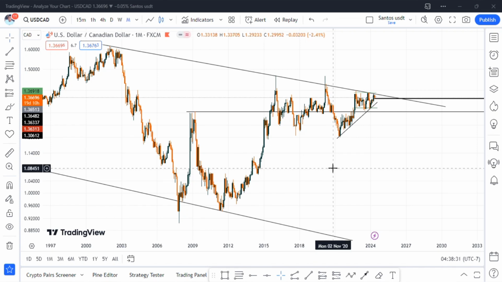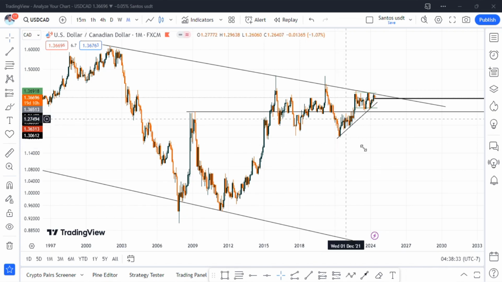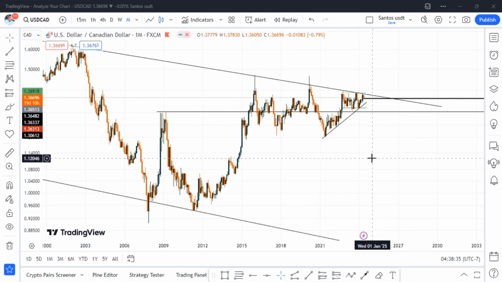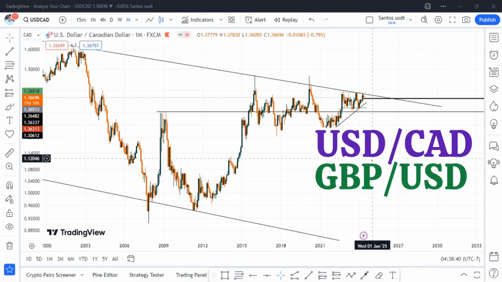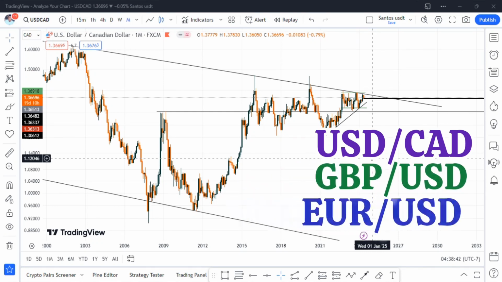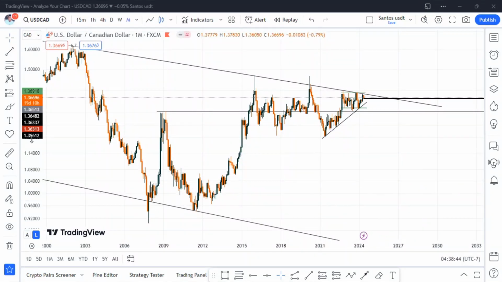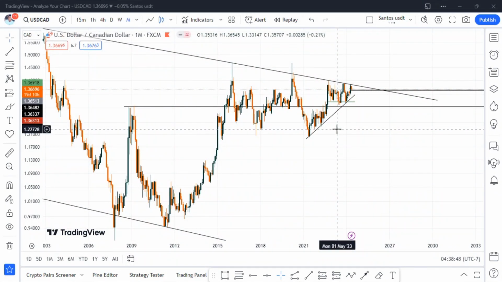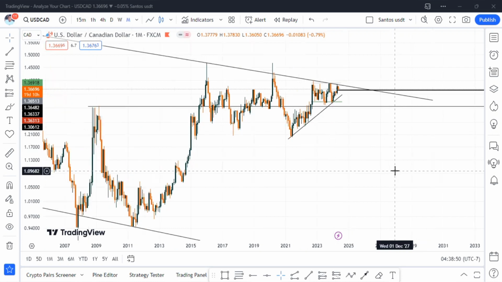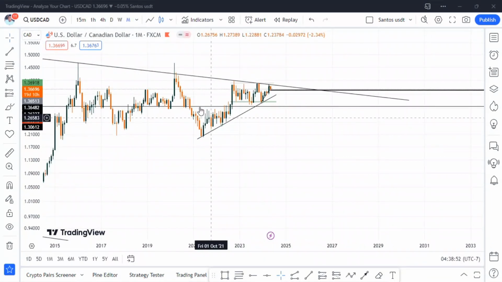So here today we're going to be treating three different pairs: USD/CAD, GBP/USD, and EUR/USD. I'm going to start with USD/CAD, though I've had some analysis on it before, so I'm going to be going through it again.